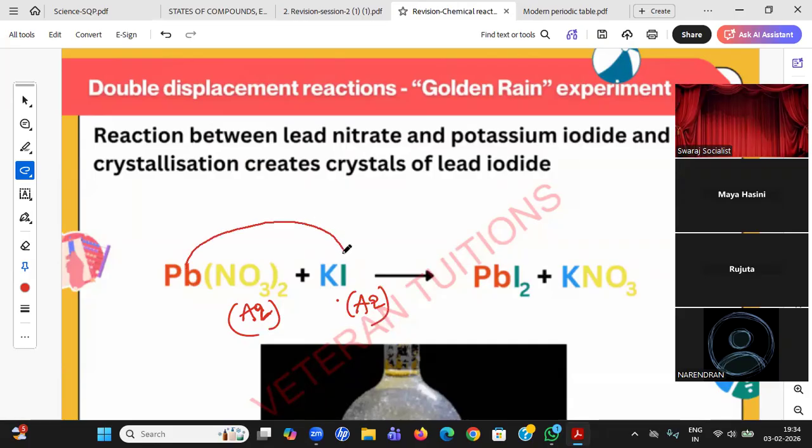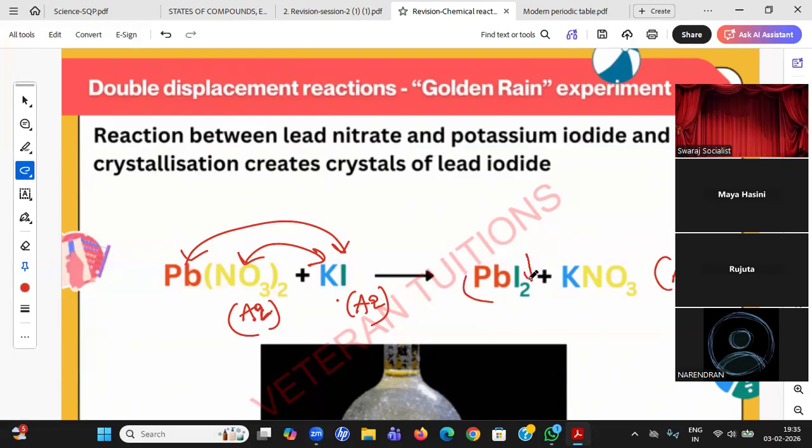The transfer of cations and anions should happen. How can the transfer happen? There should be some medium. That is a liquid medium, aqueous. So whenever you are taking double displacement, that should be aqueous. Definitely in double displacement, one thing will be aqueous, one thing will be precipitate.